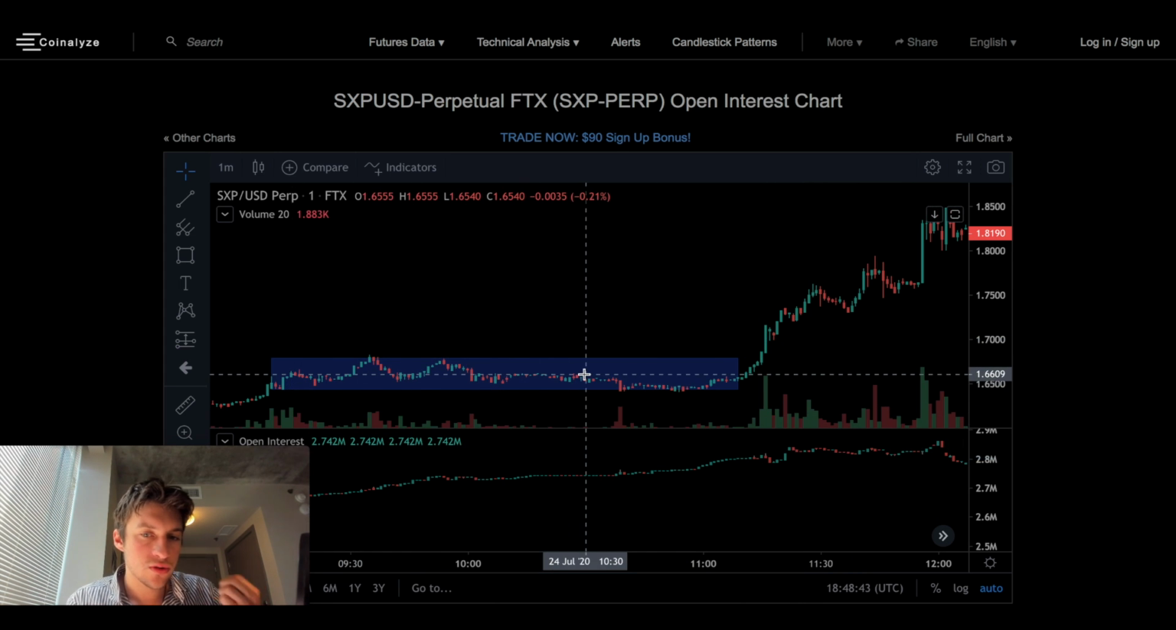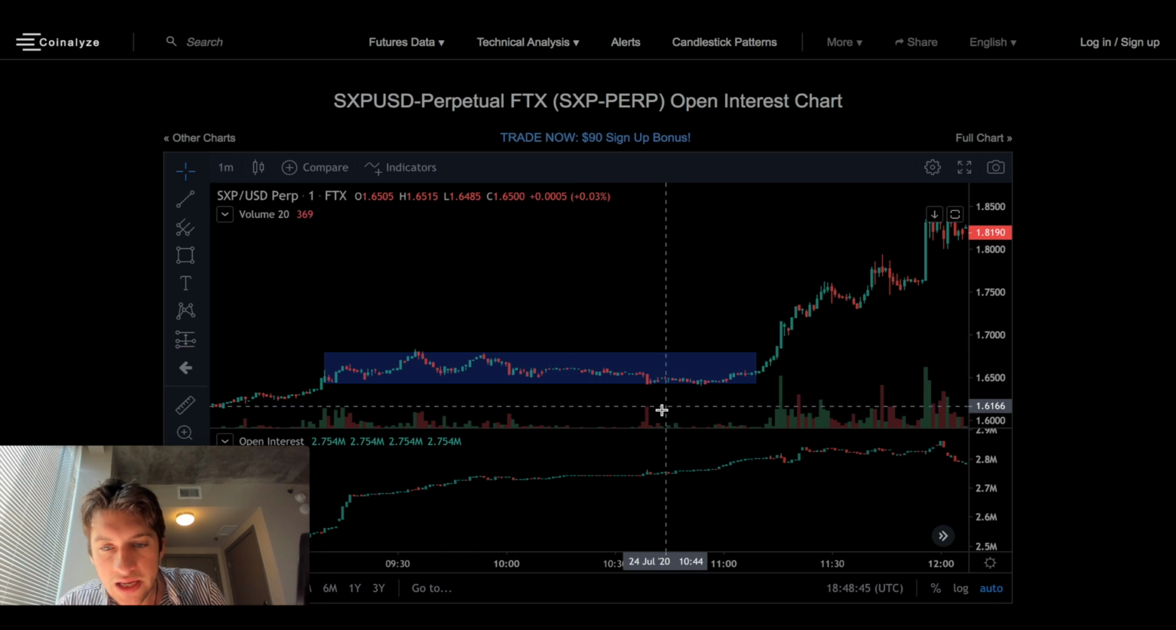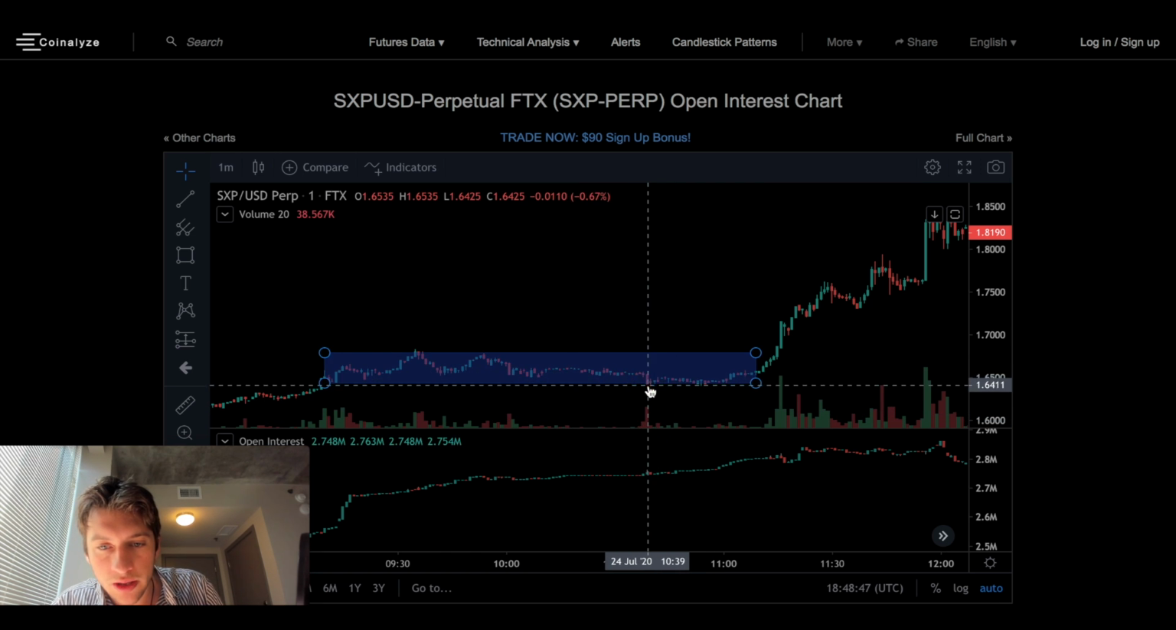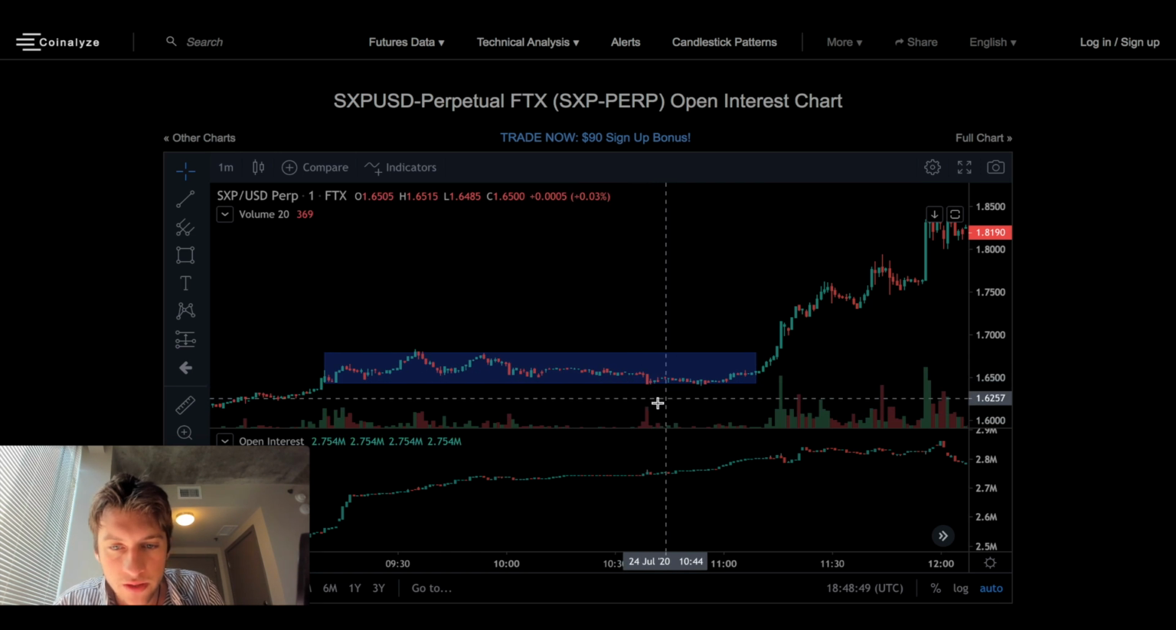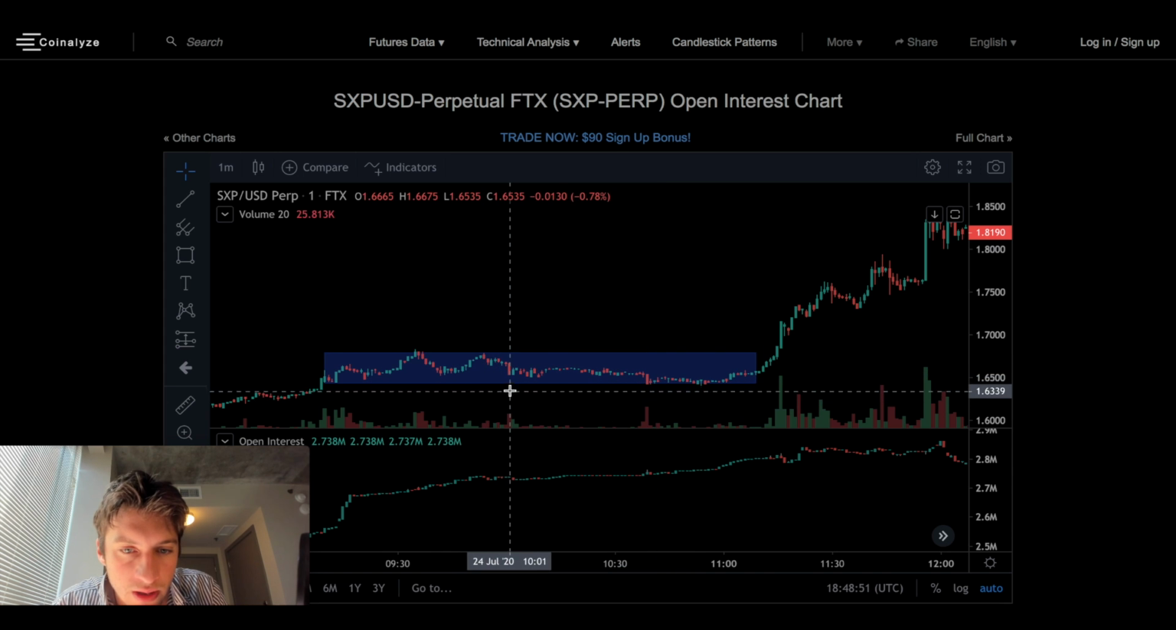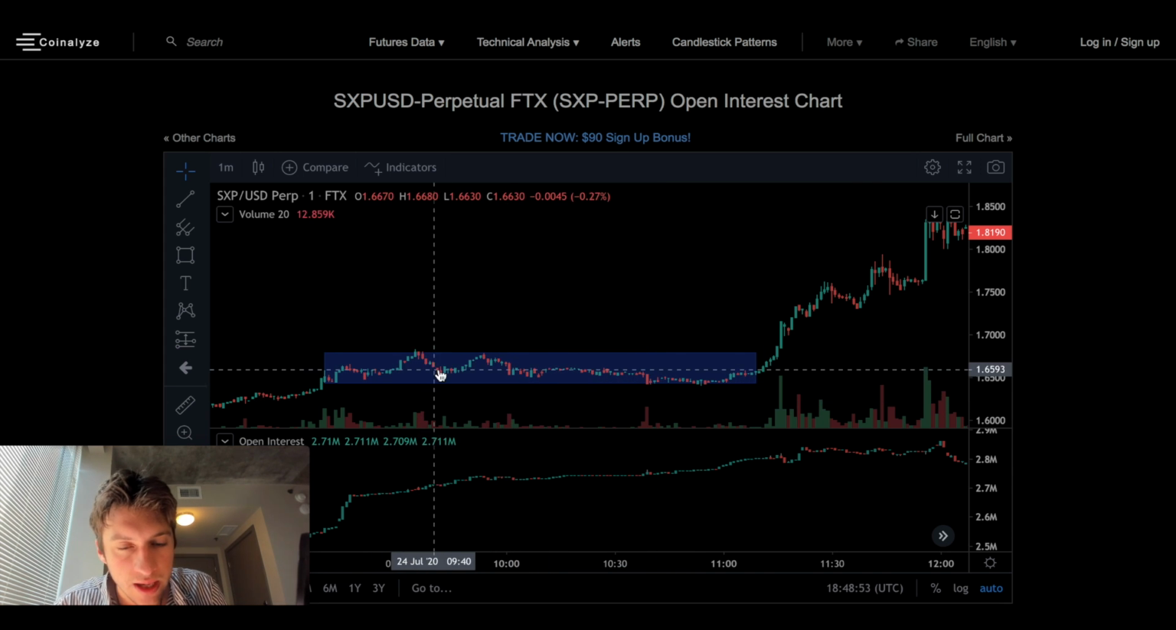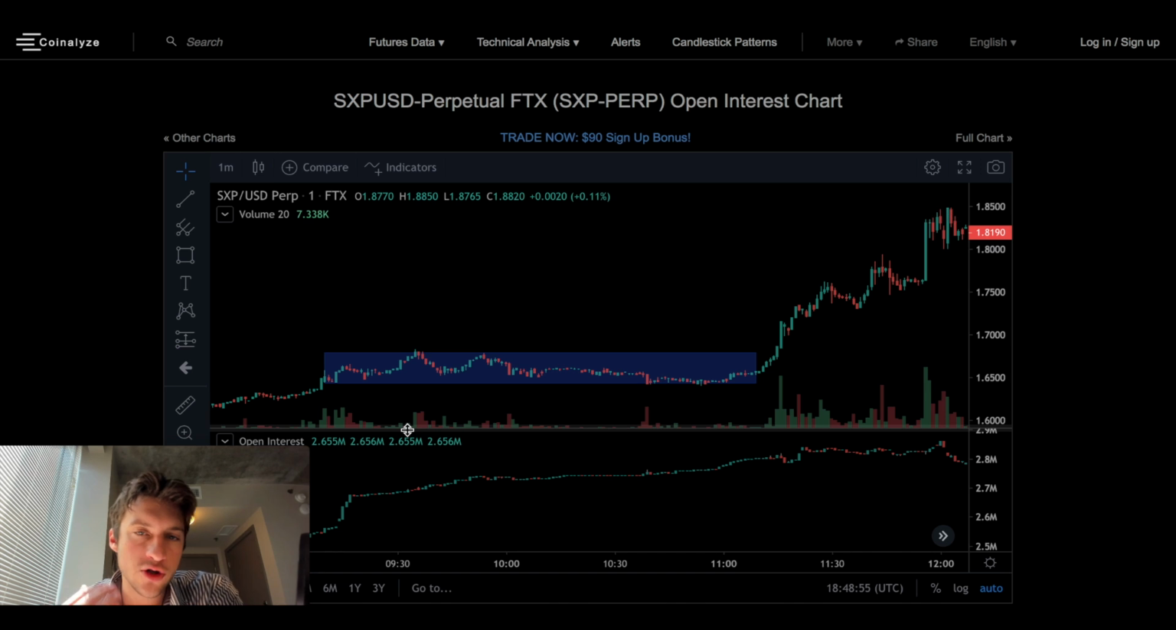There are many shorts who are trapped here, right? I can see volume spikes where a lot of people probably shorted. Right there, it's a red volume spike. A lot of people probably shorted that bottom. A lot of people probably shorted there. A lot of people may have shorted around here. And we have trapped the shorts.